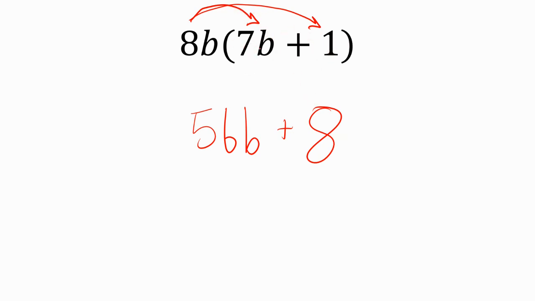But the issue is, what did they distribute with? What did they multiply both these terms by? Well, they just multiplied them by 8. They did 8 times 7b. They got 56b. And then they did 8 times 1, and they got 8. That's not what we want to do, though. We want to do 1 times 8b, and we want to do 7b times 8b. So we actually want to multiply by more than just the 8.